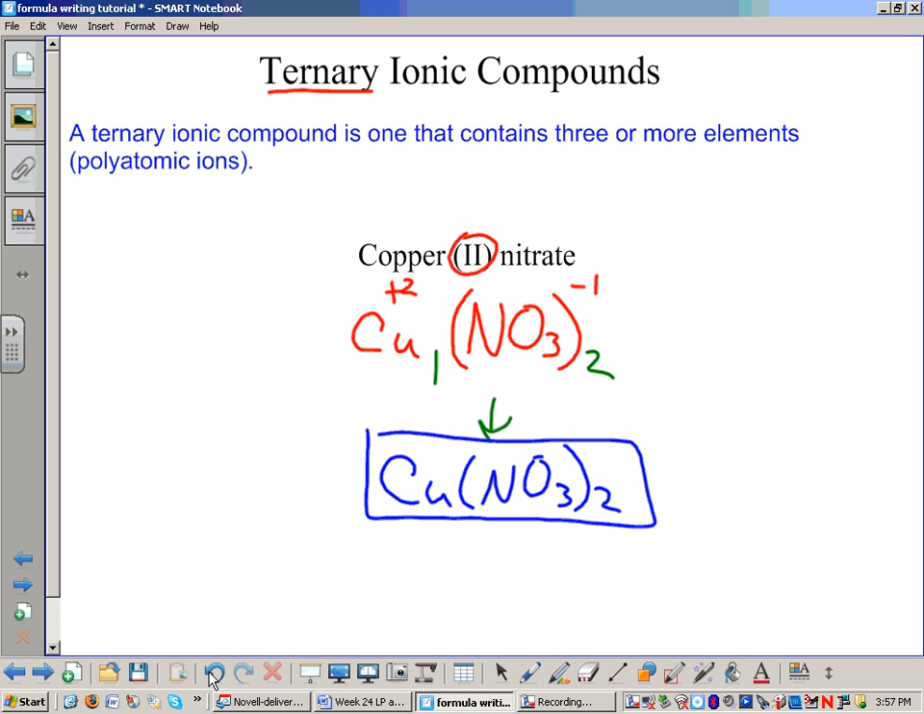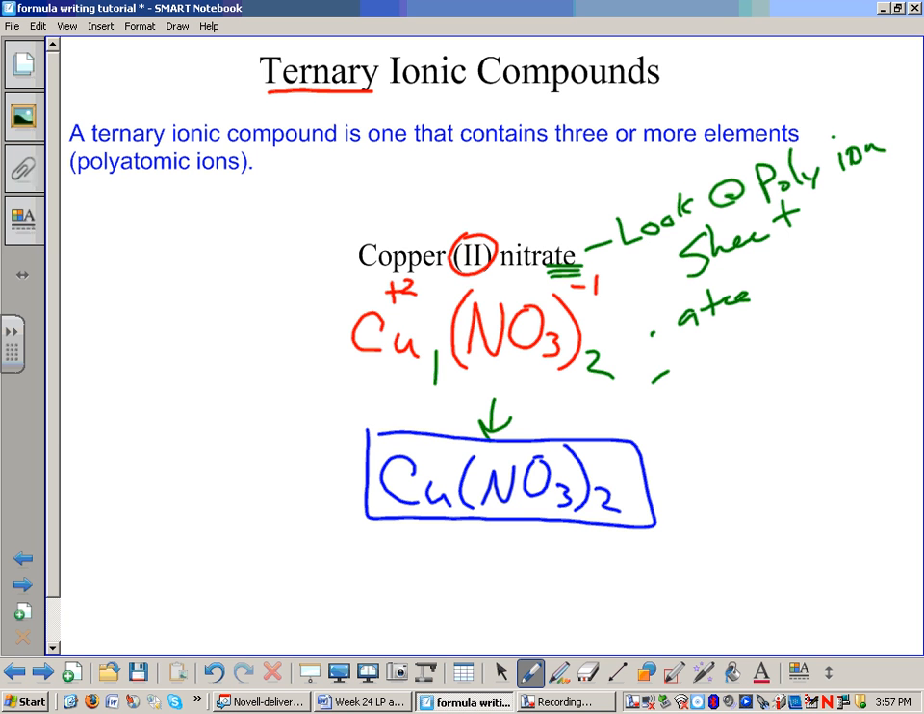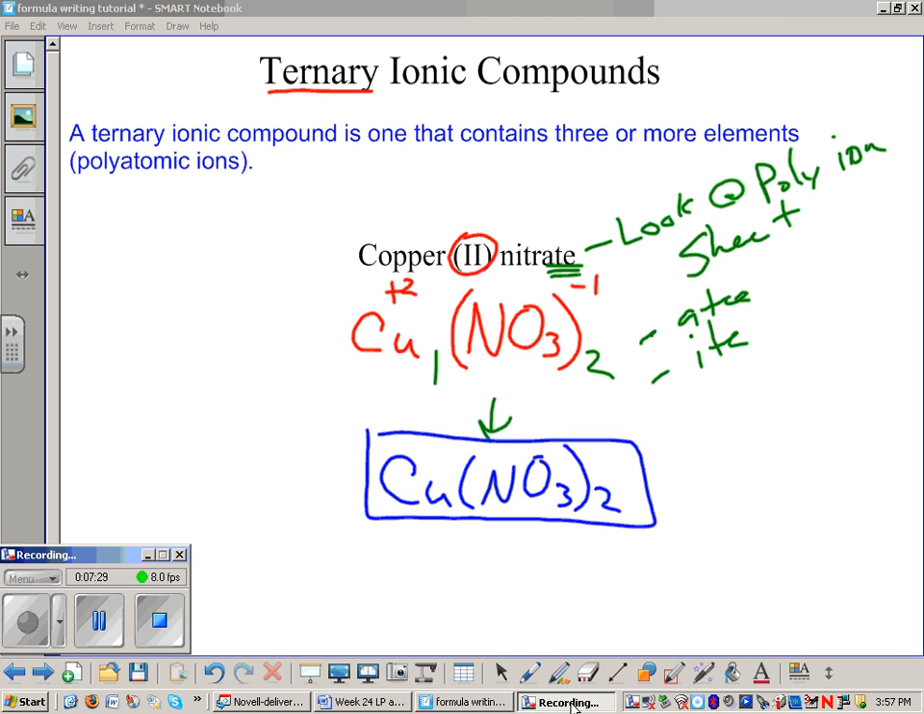The only difference, because we have an ATE ending, you have to look at the polyatomic ion sheet. That's for the ATE endings. That's for the ITE endings. And then there's a couple extra ones I know, like hydroxide, cyanide. Be careful.